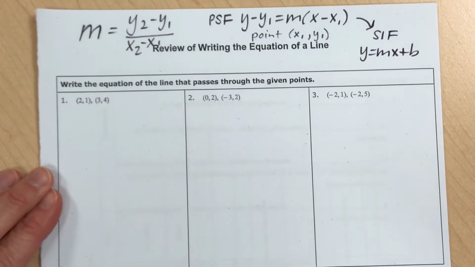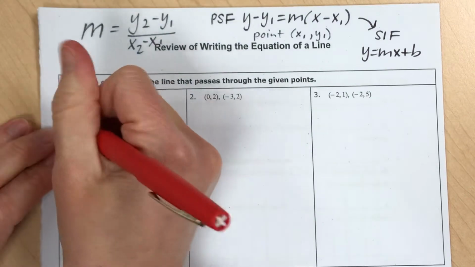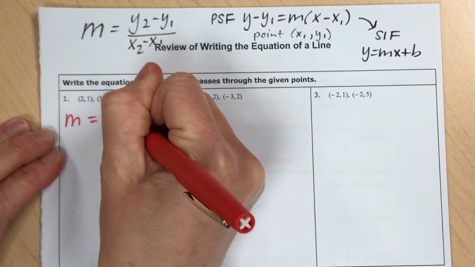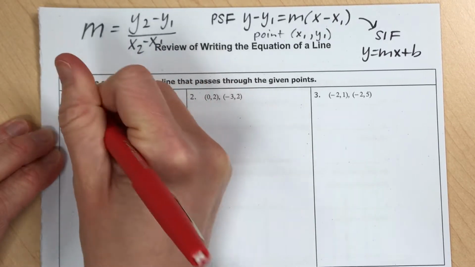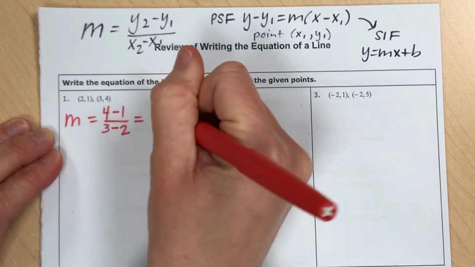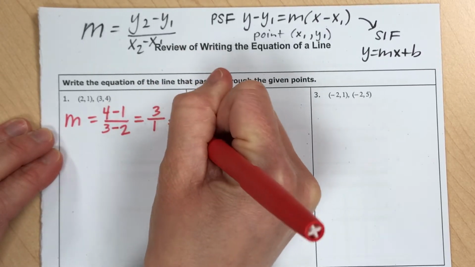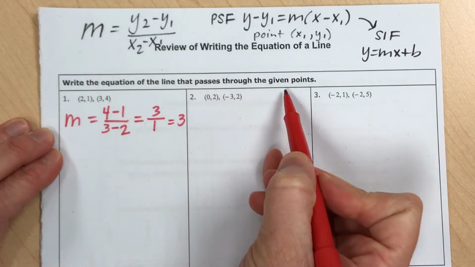So just kind of a review, what I'm going to start with is finding the slope of a line. So the 2 points that you're given here, if I use my slope formula, I'm going to have my second y of 4 minus my first y of 1 divided by my second x of 3 minus my first x of 2. And if we subtract for the top, we're going to get 3, on the bottom 1, and if you divide, your slope is 3. Then it says write the equation of the line that passes through those points.